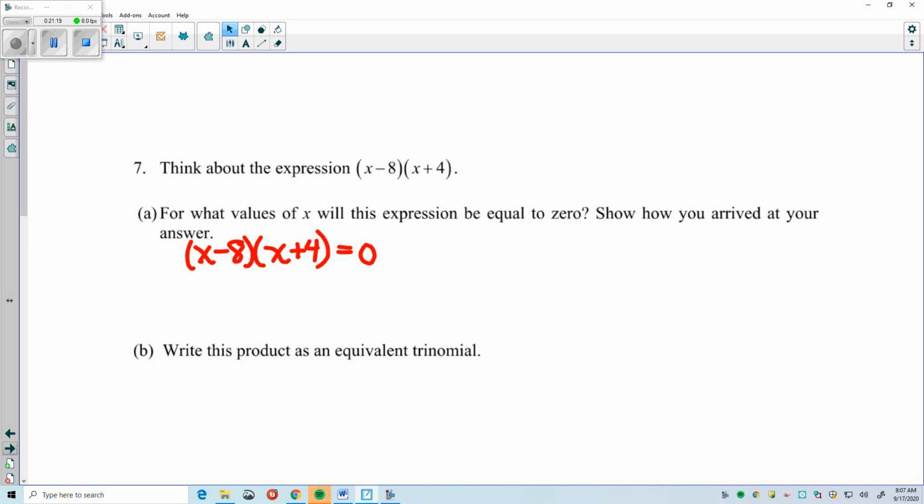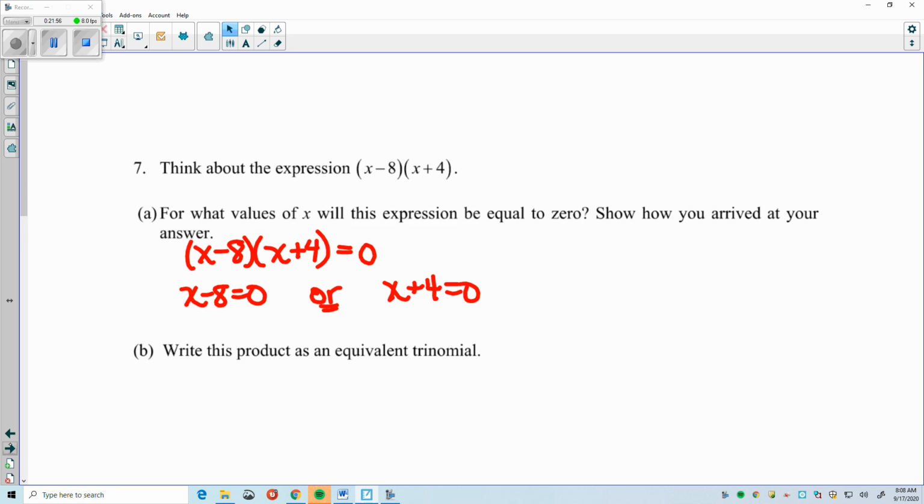So I have to think, when I have two numbers, that's what this is. This is a number, this is a number. Okay, so number here, number here. When I have two numbers and they are being multiplied and I know their answer is 0, I have to think, well, how would I make a number 0? Okay, any number times 0 would give me 0. So that means x minus 8 could be 0. Or that means x plus 4 could be 0.